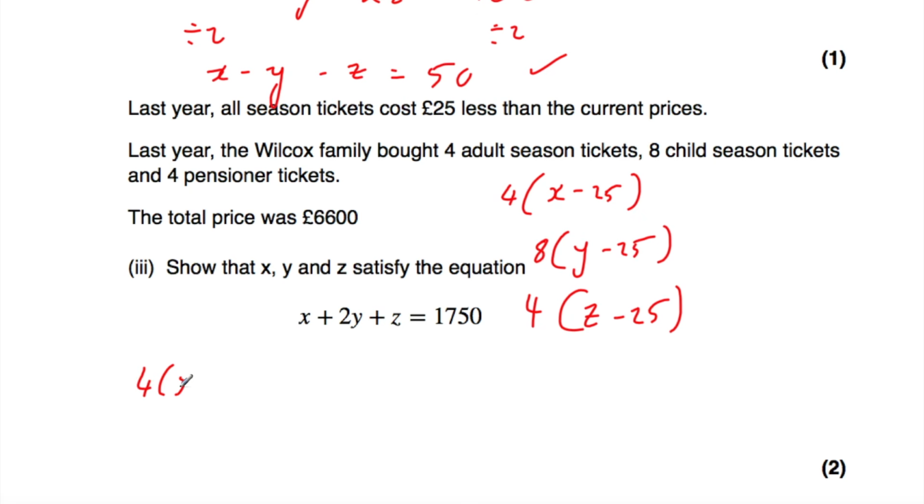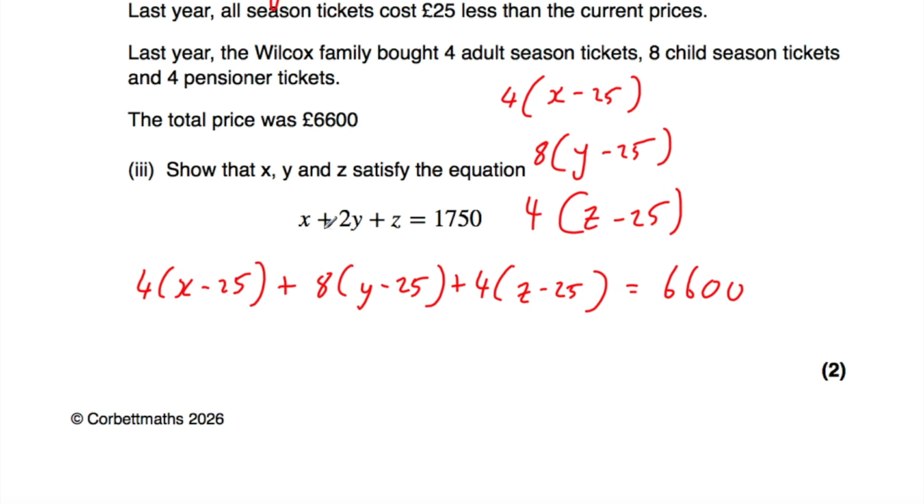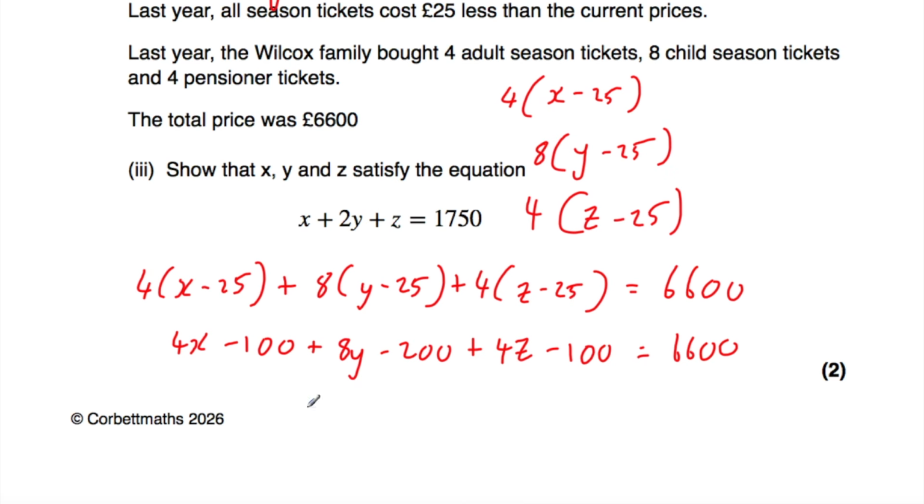It'll be 4 bracket X minus 25 plus 8 bracket Y minus 25 plus 4 bracket Z minus 25. So that's the cost of the season tickets last year for the Wilcox family, and that was equal to £6,600. And then if we expand our brackets and simplify, we should hopefully get to this. So 4 times x is 4x, 4 times minus 25 is minus 100, then plus 8 times y is 8y, and then 8 times minus 25 would be minus 200, then 4 times z, that's going to be 4z, and then 4 times minus 25, that's minus 100, and that's equal to 6,600. And then if we simplify this, let's look at these numbers.